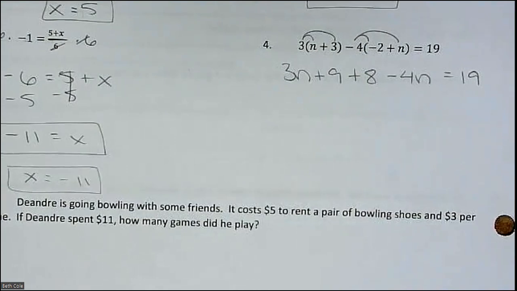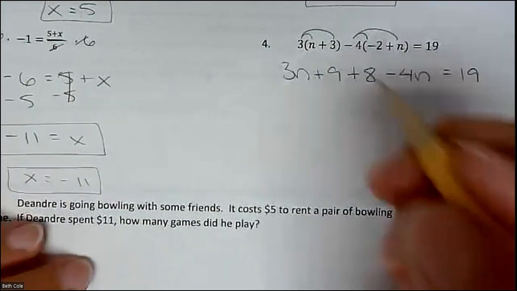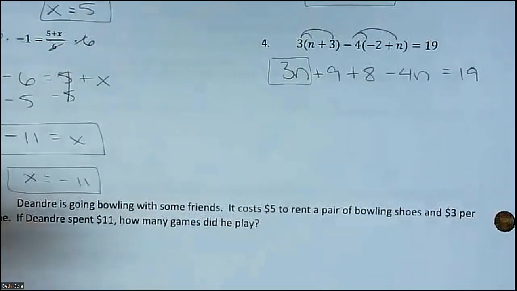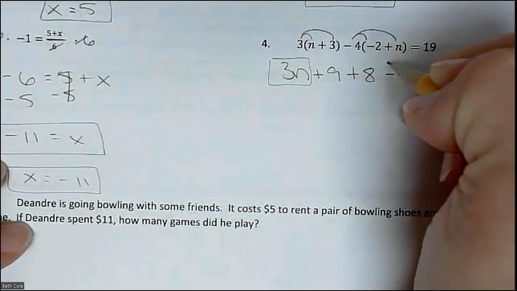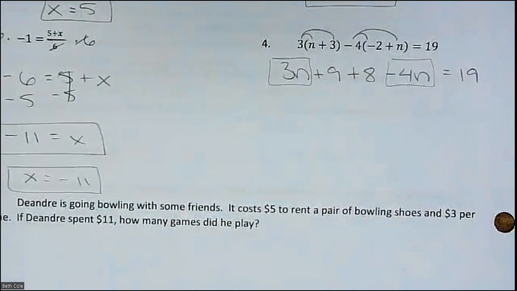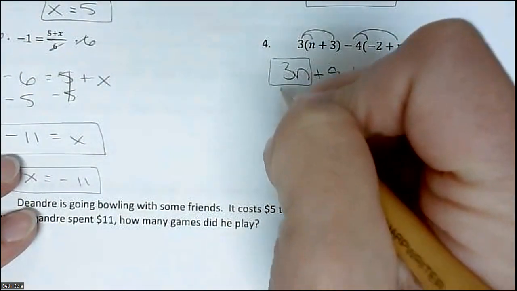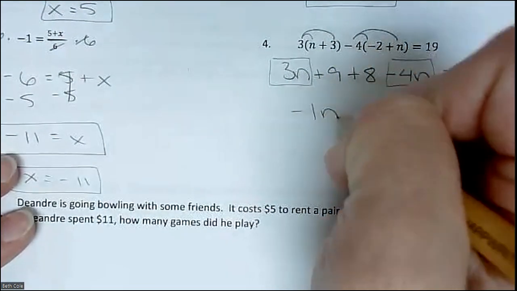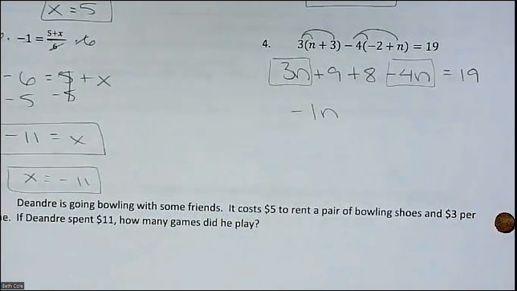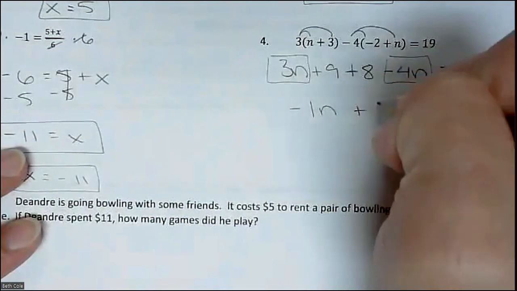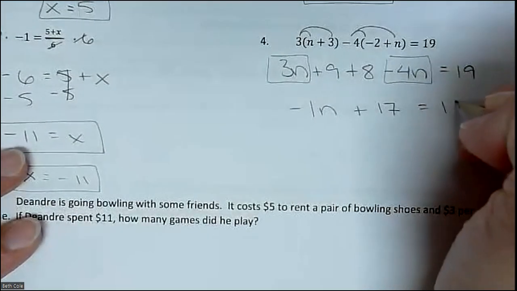So that's the distributing. Now you have this whole long string of information. You have to put the like terms together. So what's going to go with the 3n? Good. Okay, so 3n minus 4n. Negative 1n. Or you could just put negative n. And then 9 plus 8 is 17.